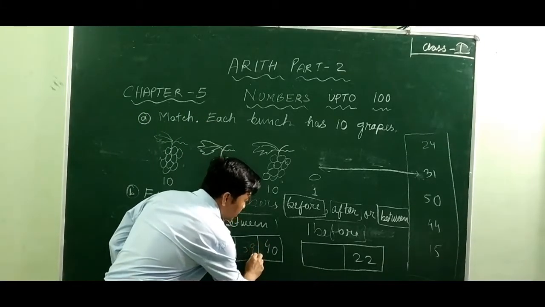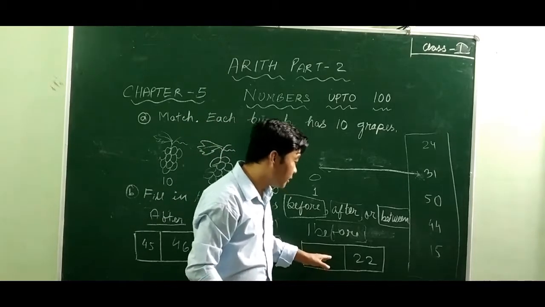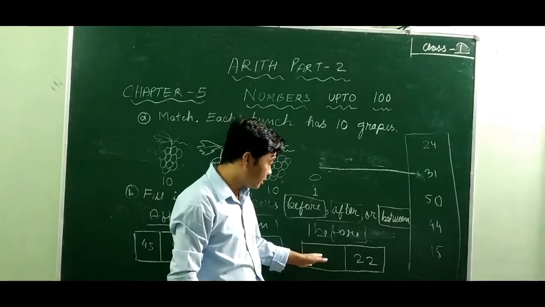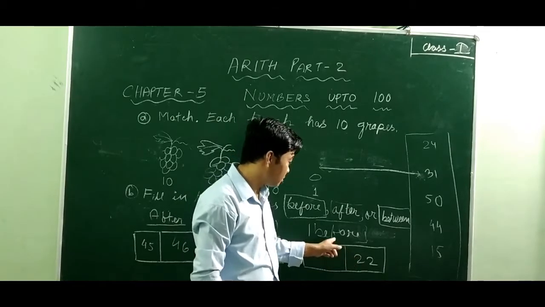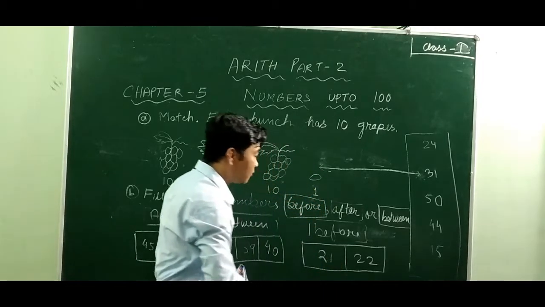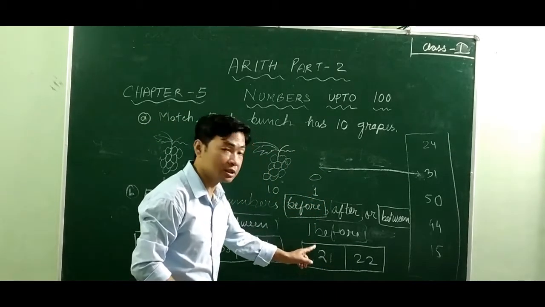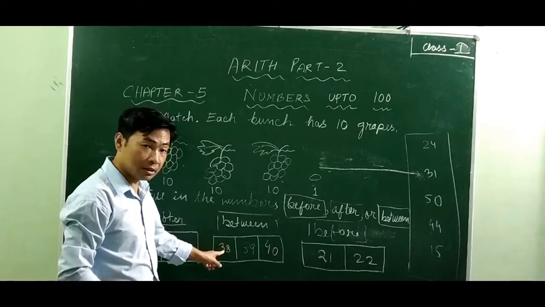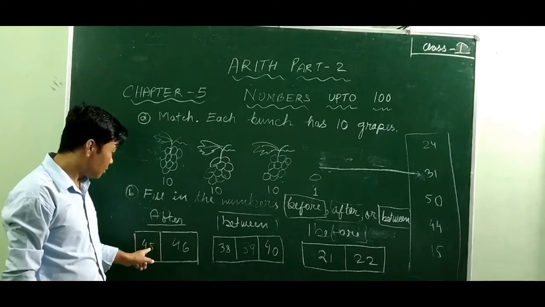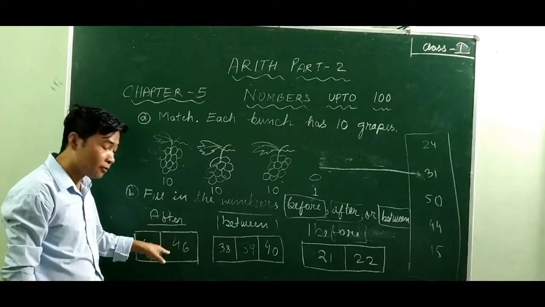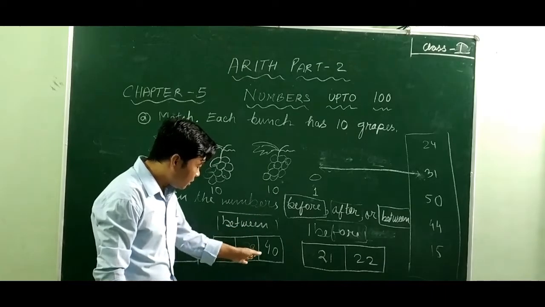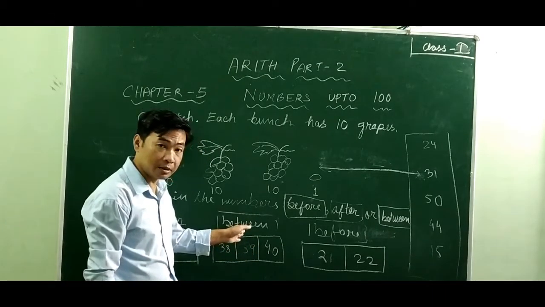And the last one, the first box is empty. In the second box, there is a number. That means we have to find what is coming here before reaching here. Before. So 21. So this is before. If you are finding this number, then it is before. After counting the numbers, if you are finding the next number, then it is after. And if you are finding any number in the middle, then it is between, right?